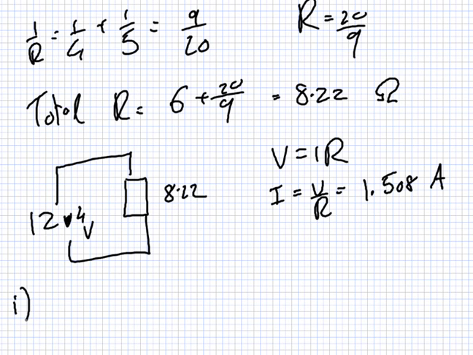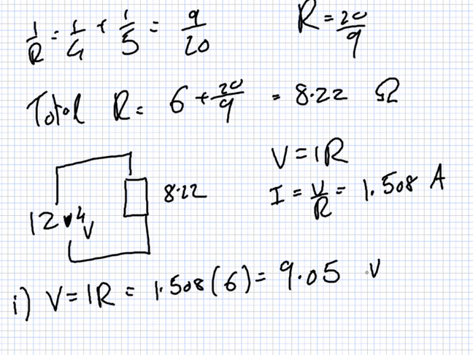Now, let's answer the question. So part 1, what is the potential difference across the 6? So V equals IR, which equals 1.508 times 6, which is 9.05 volts.